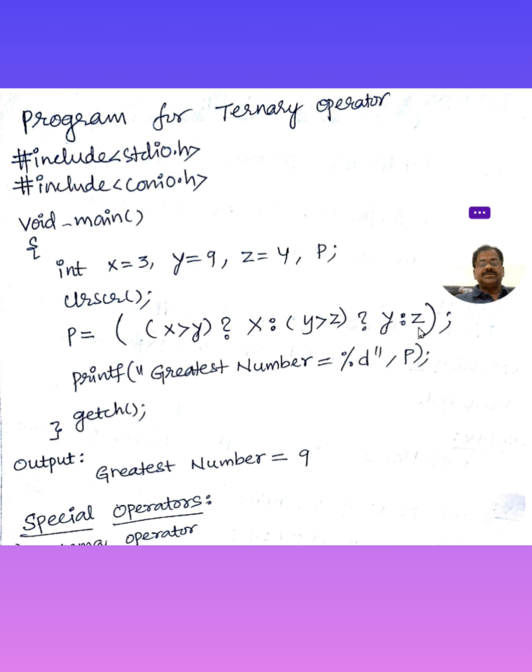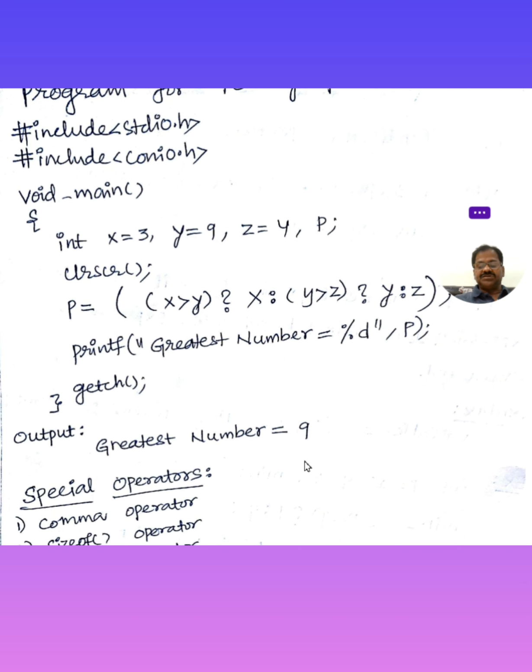Okay. In this, you see here, first expression, second expression, third expression. What is the x? 3 greater than 9. Is it true? No. 3 greater than 9, not. False. So we will go here. This will not be considered. This will be considered. Y greater than z. 9 greater than 4? Yes. So if it is true, y will be considered. What is the y value? 9. 9 will be assigned to p. Greatest number is p. You see here output.